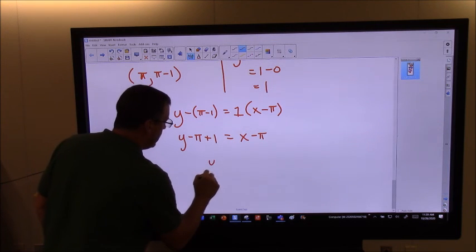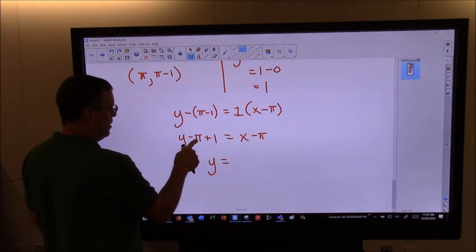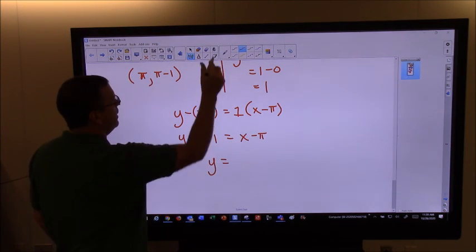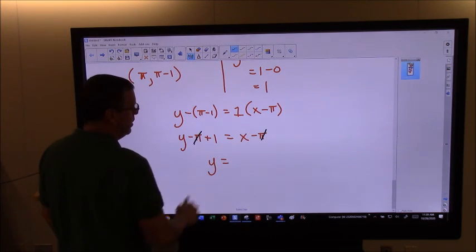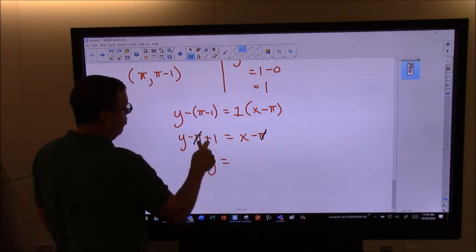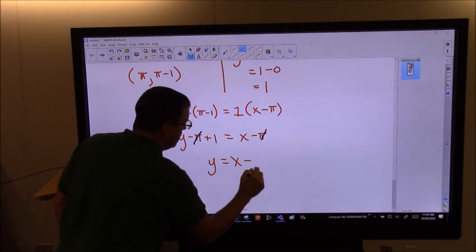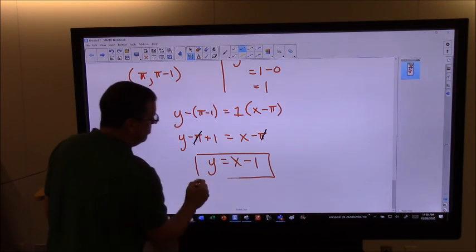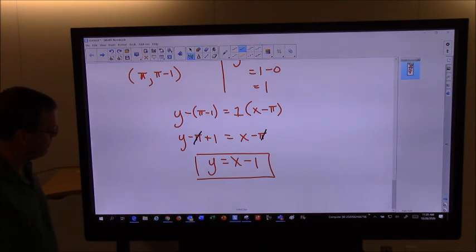If I want to get y by itself, when I move this pi over and add it, that adds up to 0, so those are both gone. When I move the 1 over and subtract it, I get x minus 1. There's the equation of my tangent line.